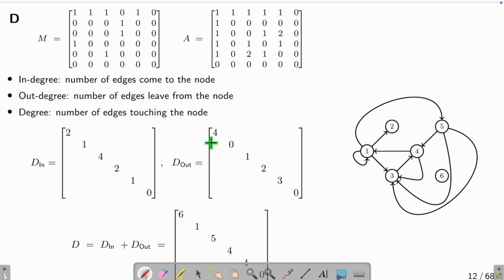Okay? So basically, for M, a 1 means I goes to J. For A, 1 means I touches J. We don't care about direction. The 2 means touches more than 1 time. 0 means don't touch. What about D? D means how many times this particular node touches other points, or goes out or goes in. Okay, so D in means how many other nodes go to this node. D out means how many times this node goes out. And without in and out, that means how many times it touches. So this is MAD.